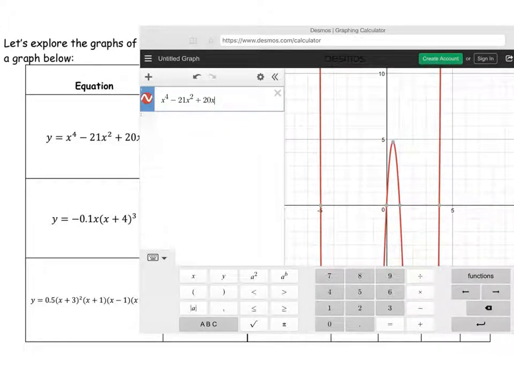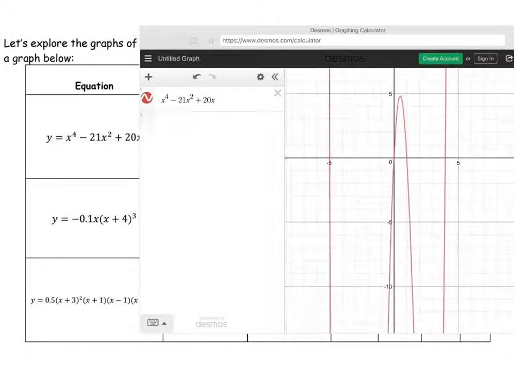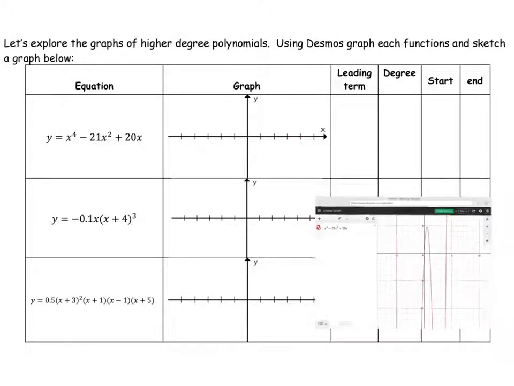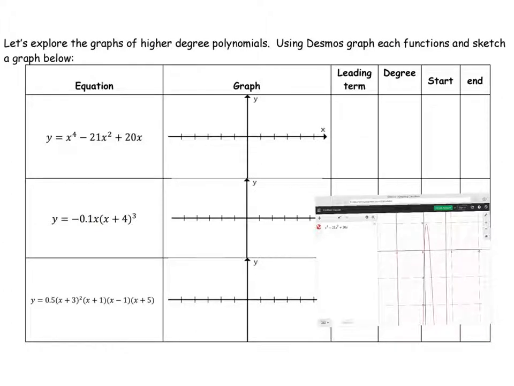Okay, so if I look at this, I've got a root at -5, a root at 0, a root at 1, and a root at 4. My end behavior is up, which I know should be the case because my a value is 1. So let's see if I can shrink this down. There we go. So then I'm just going to sketch that graph.